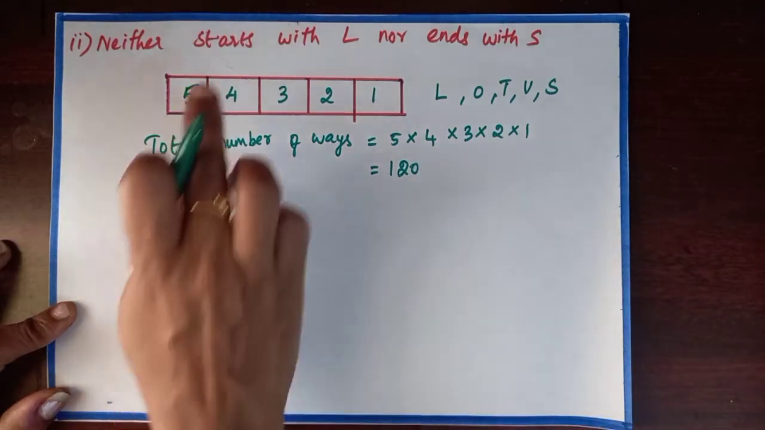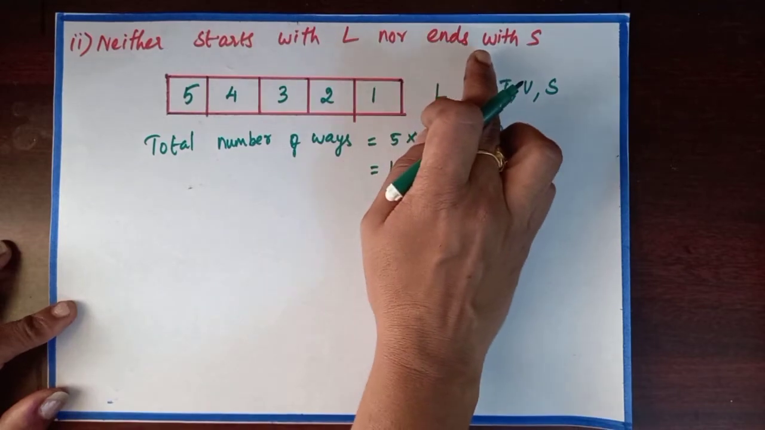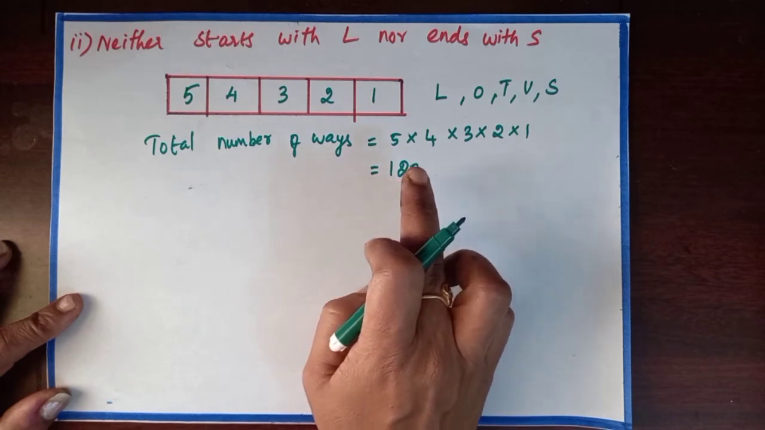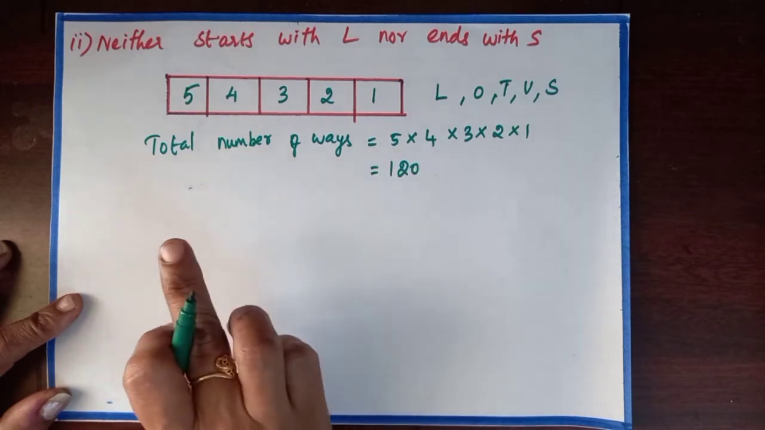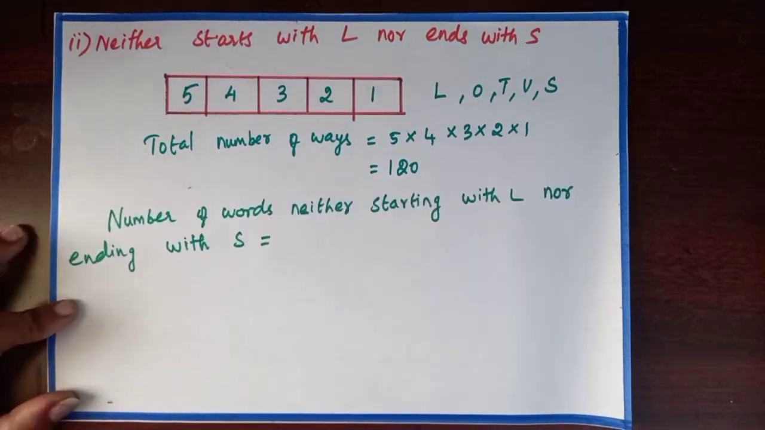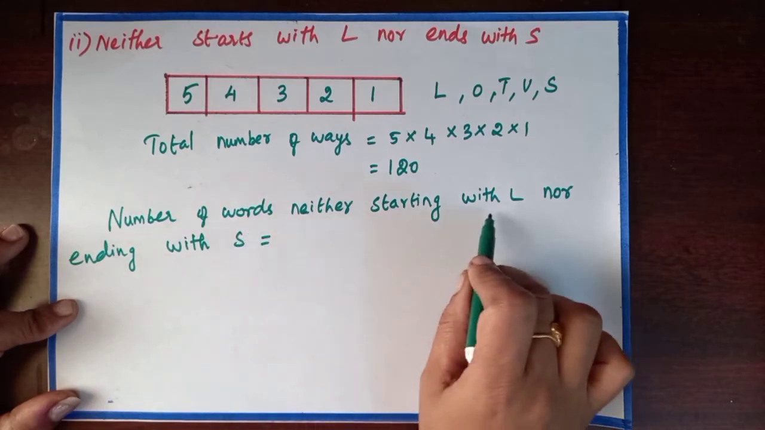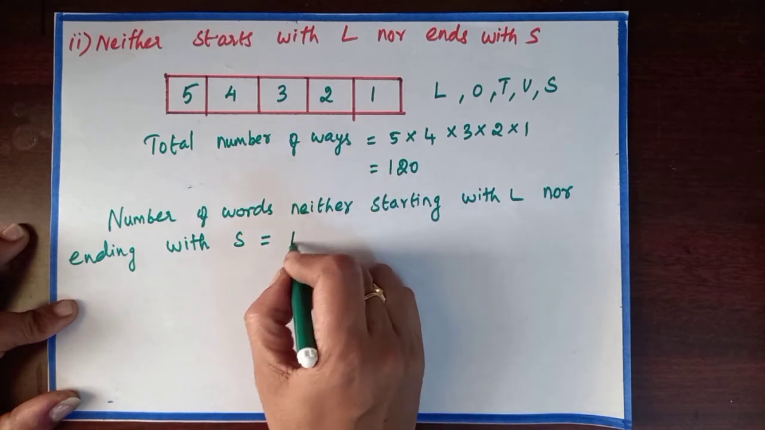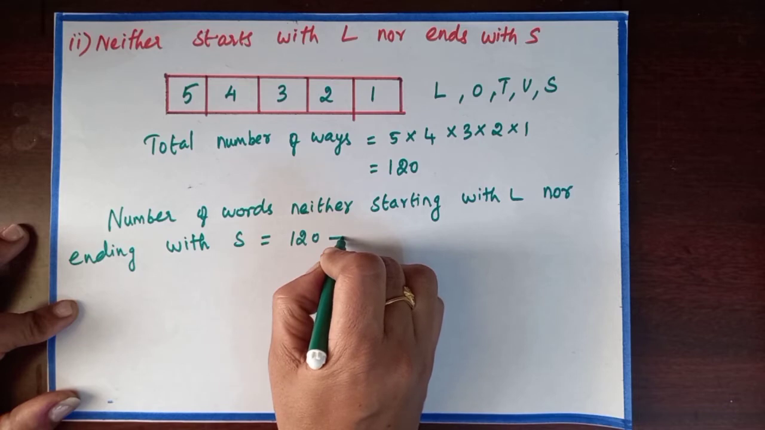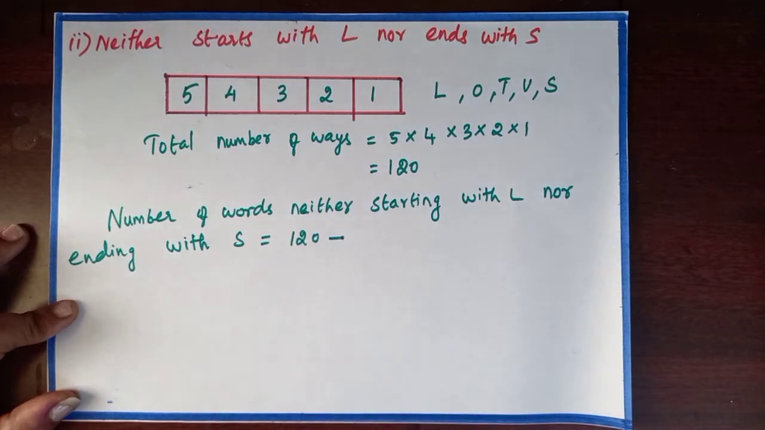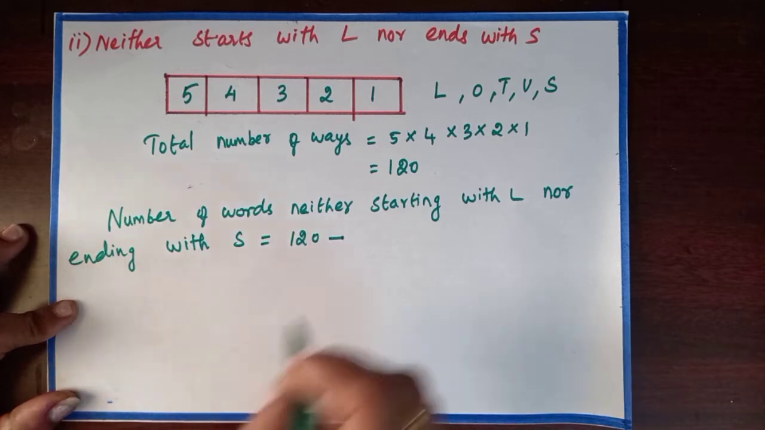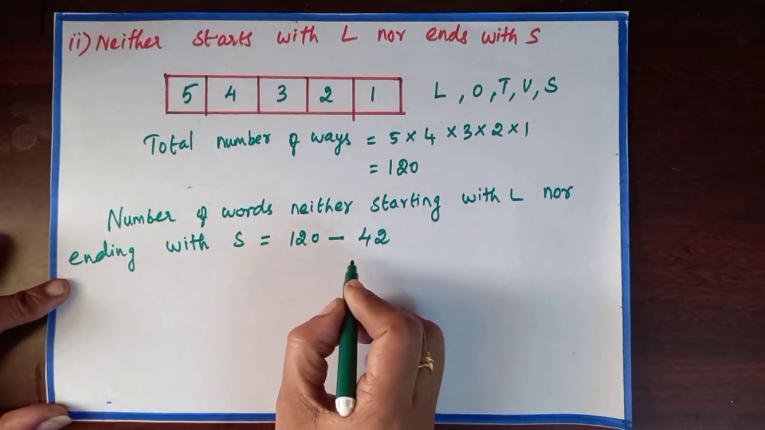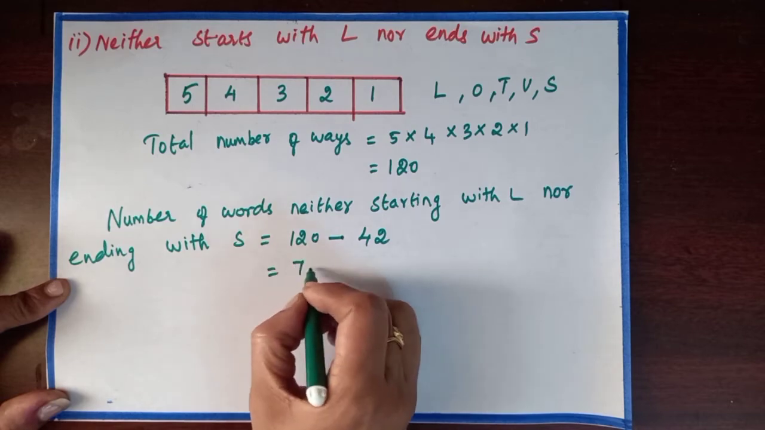The number of words neither starting with L nor ending with S is the same as the difference between the total number of strings and the number of strings that either start with L or end with S. Number of words neither starting with L nor ending with S is equal to the total number of strings, 120, minus the number of words that either start with L or end with S, already found in the previous case, which is 42. 120 minus 42 is equal to 78 ways.